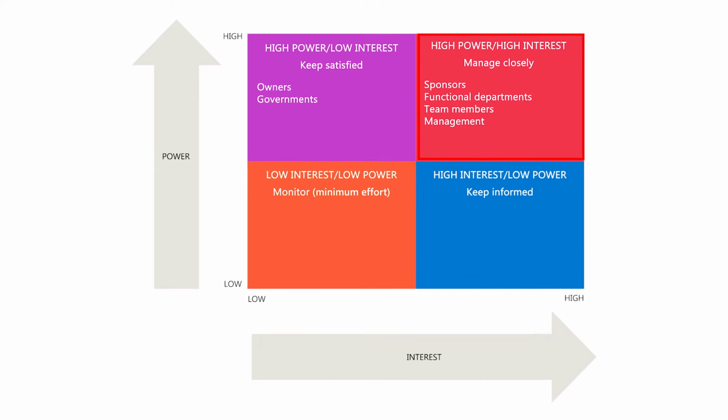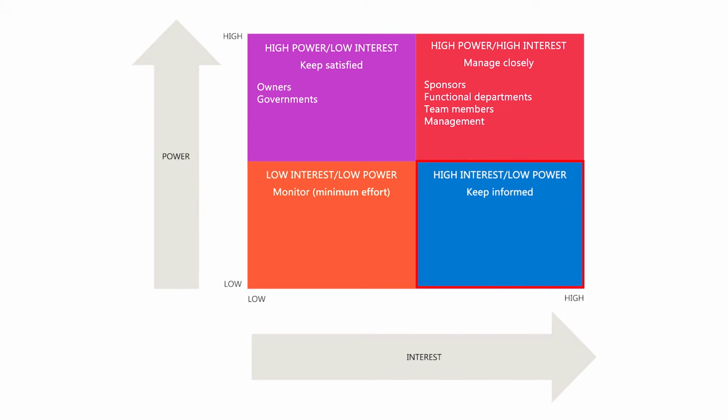The top right quadrant focuses on the high power, high interest stakeholders. These stakeholders are decision makers who influence the project's success most and require you to manage their expectations actively. To do this, consider personal meetings, detailed reports, and involvement in decision making.